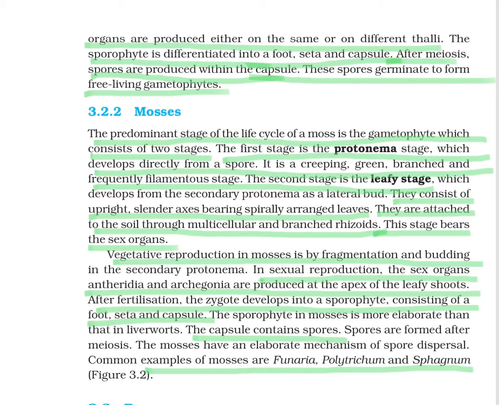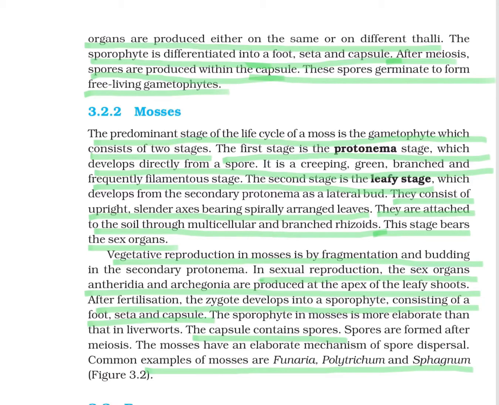In mosses, the predominant stage of the life cycle is the gametophyte, which consists of two stages. The first stage is known as protonema, which develops directly from the spore, and it is a creeping, green, branched and frequently filamentous stage. The second stage is known as the leafy stage, which develops from the secondary protonema as a lateral bud. It consists of an upright slender axis bearing spirally arranged leaves, attached to the soil through multicellular, branched rhizoids, very similar to roots of higher plants. And this stage bears sex organs.